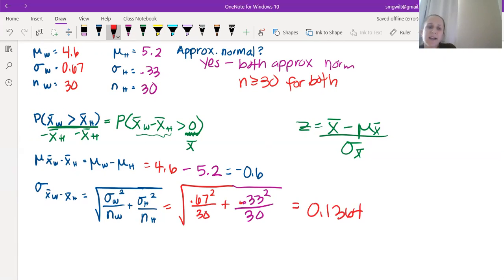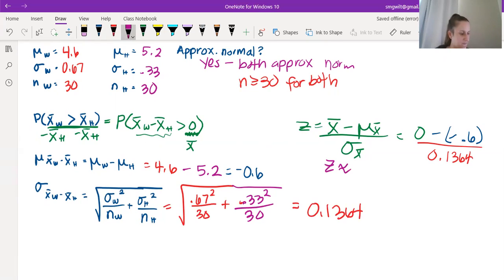To find my probability, I need to find the z-score. Remember that my x bar is the 0 from the difference, and my mean is the value from this mean difference. So I've got negative 0.6 divided by my standard deviation of 0.1364. This gives me a z-score of approximately 4.4.